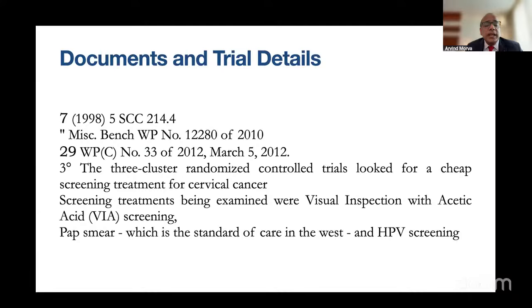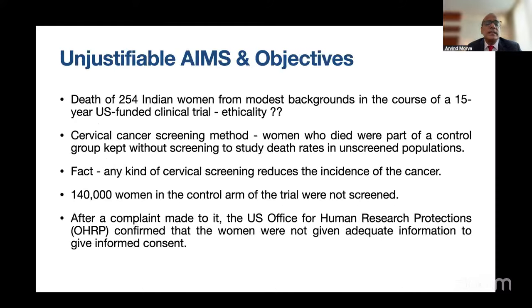There was this three-cluster randomized controlled trial for the screening treatment for cervical cancer. The screening methods being examined were visual inspection using VIA screening, as well as the pap smear, which is the standard of care in the West, as well as testing for the human papilloma virus. So it had justifiable aims and objectives. Yet there was the death of 254 Indian women from modest backgrounds in this US-funded clinical trial. So where was the ethicality?